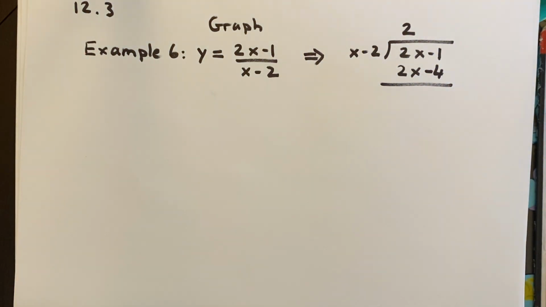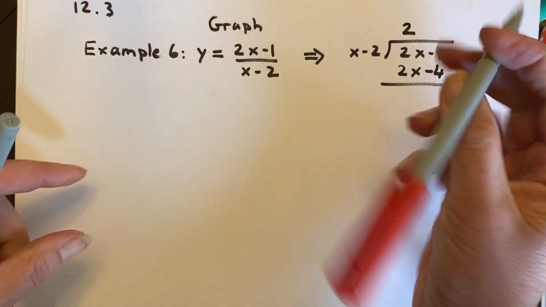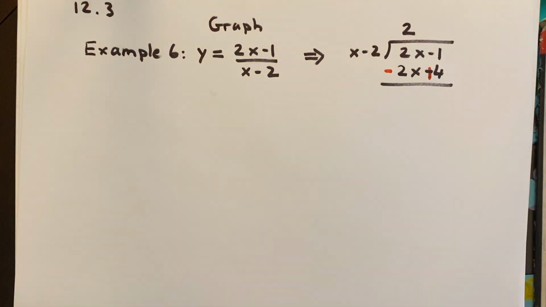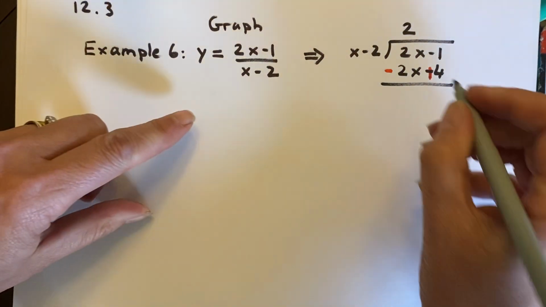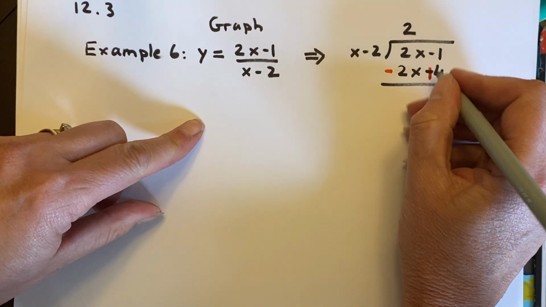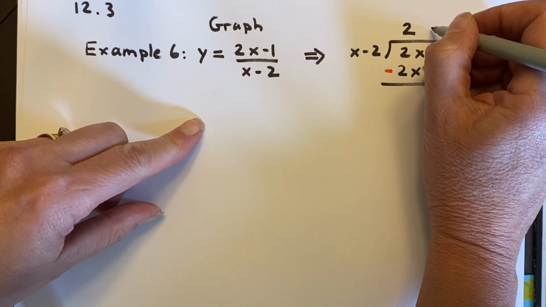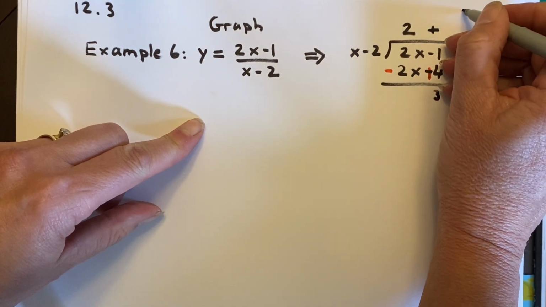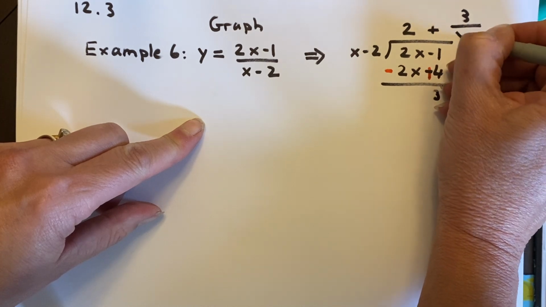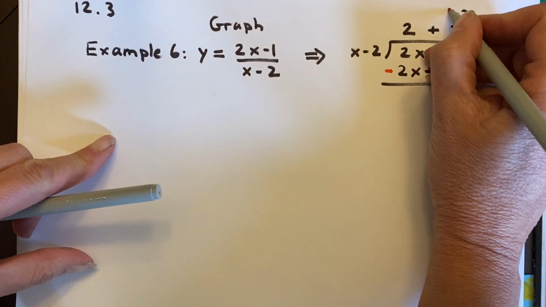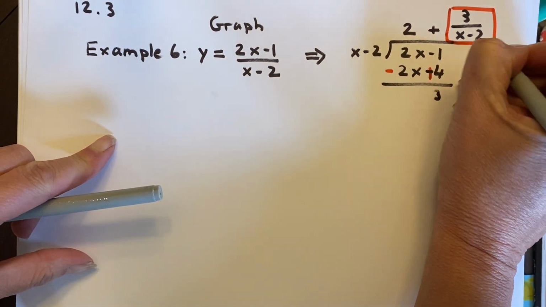I'm going to grab my red marker because I'm subtracting, so I have to change my signs. And when I change all my signs, I end up with 0 here and a remainder of just 3 here. When I add this up, I get 2 plus a remainder of 3 over x minus 2. So that's my first step. When I'm told to graph this, my first step is to do the division.